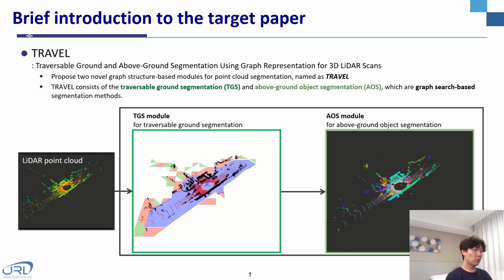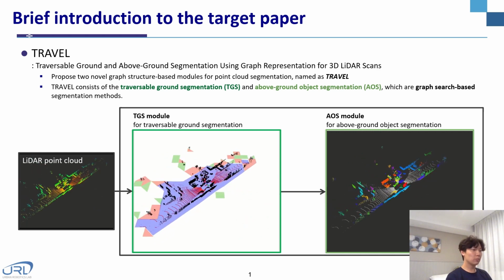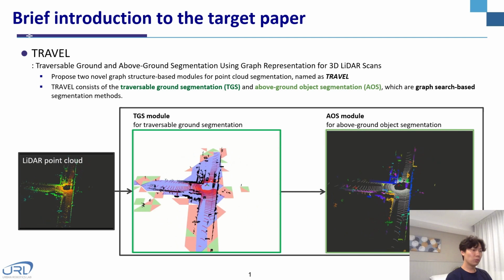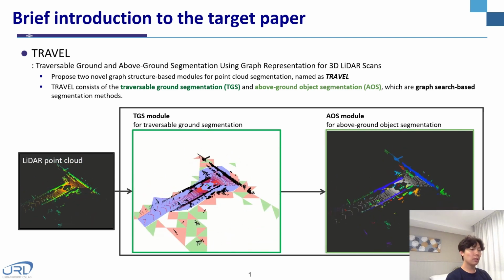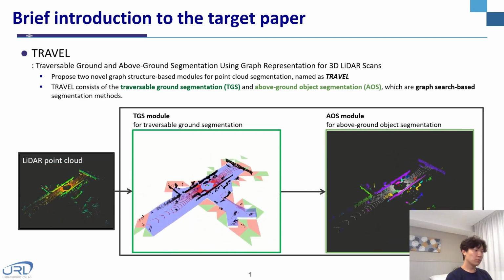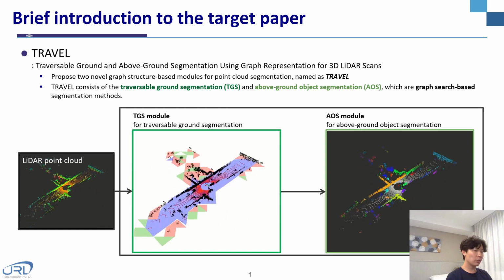This algorithm proposed two novel graph structure-based modules for point cloud segmentation, named Travel. Also, Travel consists of a traversable ground segmentation and above ground object segmentation, which are graph search-based segmentation methods.